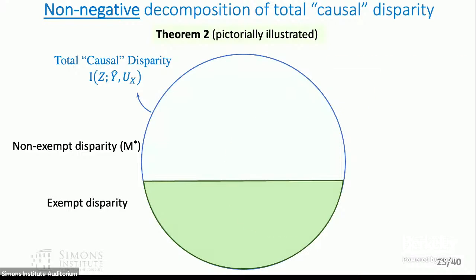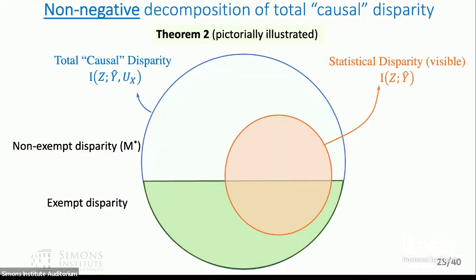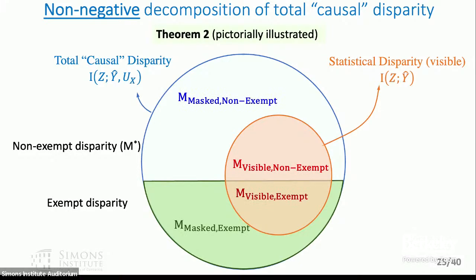But we have a subsequent decomposition in the paper as well, which further decomposes this total causal disparity into 4 components, that is visible non-exempt and visible exempt, and also masked non-exempt and masked exempt. And one aspect about this kind of decomposition is that it is non-negative. So unlike causal decompositions where the components can be positive or negative and they could add to something, here all of these components are non-negative. So if the total causal disparity is 0, all of the things inside the Venn diagram also become 0.